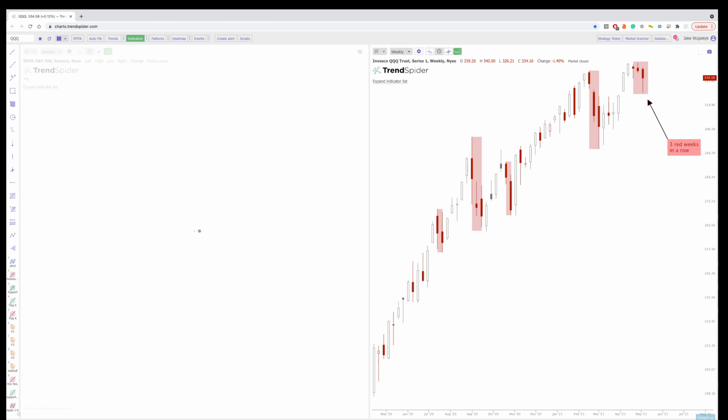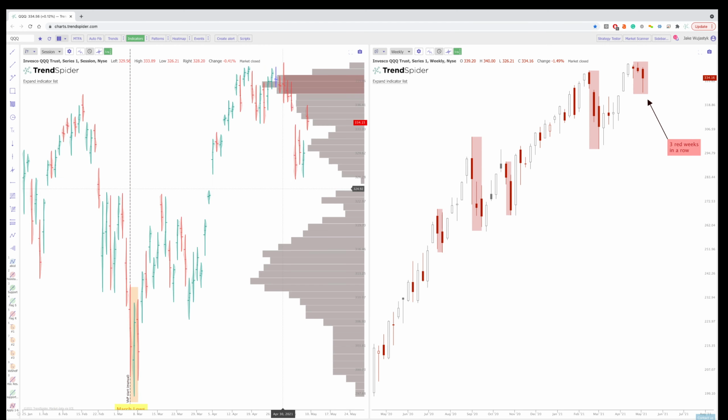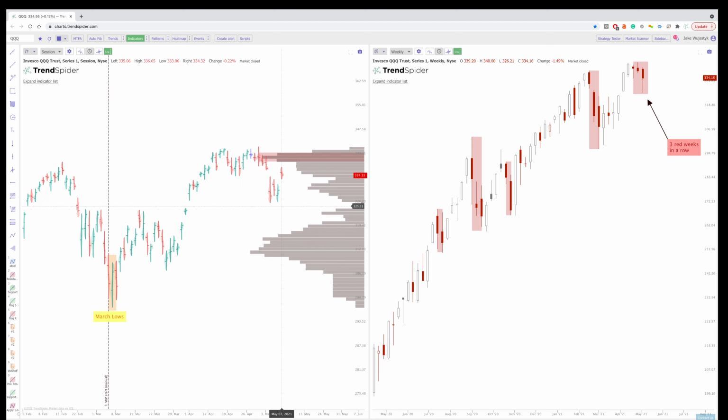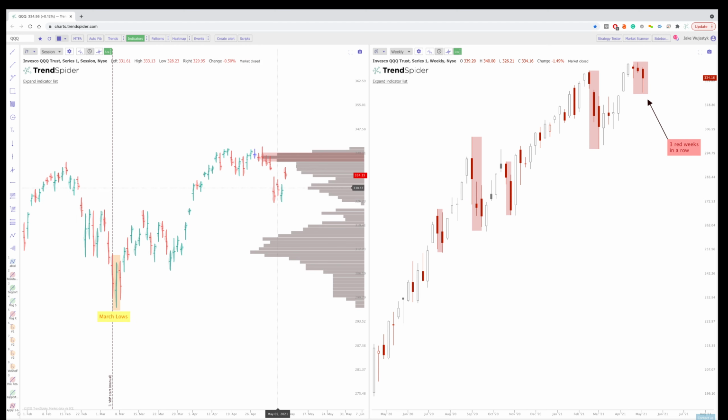QQQ, we've got kind of a similar setup here. The only thing is we did not break through the volume shelf. We actually broke down through it and kind of entered this volume gap. You can see here that I'm anchoring the volume by price from the March lows. If we do continue up, this supply zone above would be the area to watch to get through.